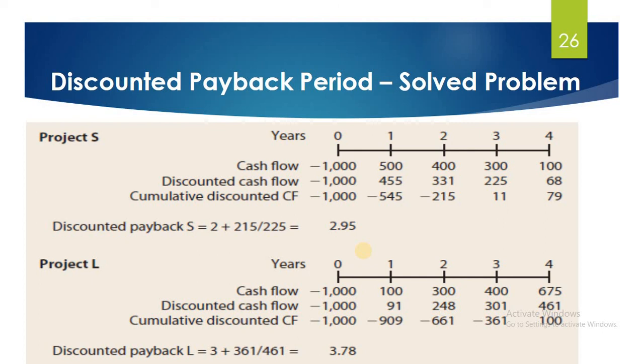So as the discounted payback period of project S is less than the maximum acceptable period, which is 3 years, project S is accepted. However, project L will take 3.78 years to recover its initial investment. So project L is rejected. So in this case as well, whether the projects are independent or mutually exclusive, we can only accept project S, and we cannot accept project L because it crosses the maximum acceptable payback, which is 3 years.